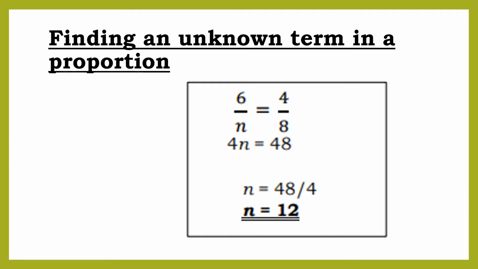Now, to remove the 4 beside n, let us divide both sides by 4, and then let us cancel this. The remaining will be n, and 48 over 4 will be on the other side. Let us divide 48 by 4 so that our n is 12.